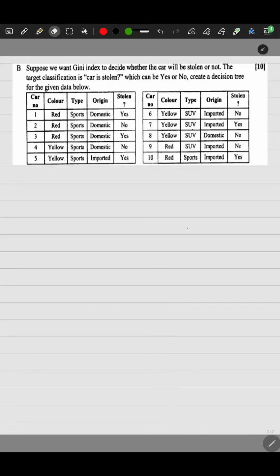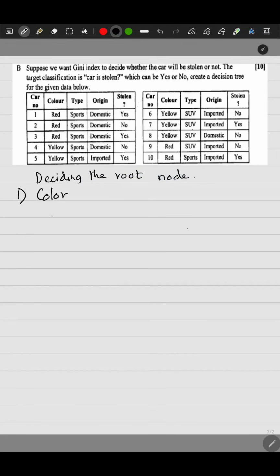Hello everyone. So in this question, we have to predict whether a car will be stolen or not given this data: the color of the car, the type of the car and the origin of the car. Let's say first we check for the color attribute. So we are deciding the root node, the first attribute on which we can split.